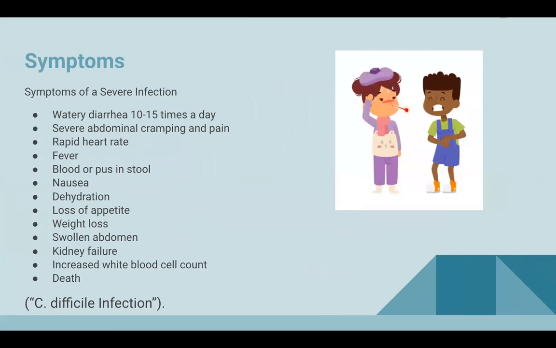Some symptoms of a severe infection include watery diarrhea 10 to 15 times a day, severe abdominal cramping and pain, rapid heart rate, fever, blood or pus in stool, nausea, dehydration, loss of appetite, weight loss, swollen abdomen, kidney failure, increased white blood cell count, and in rare cases, death.